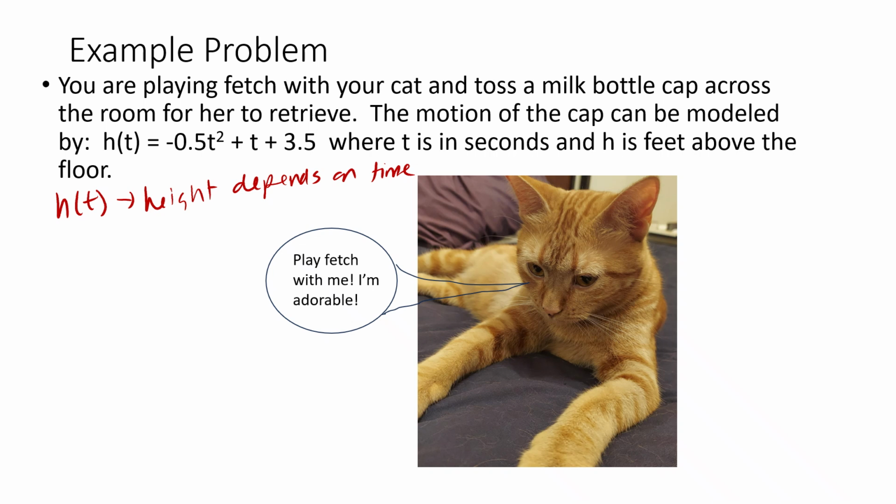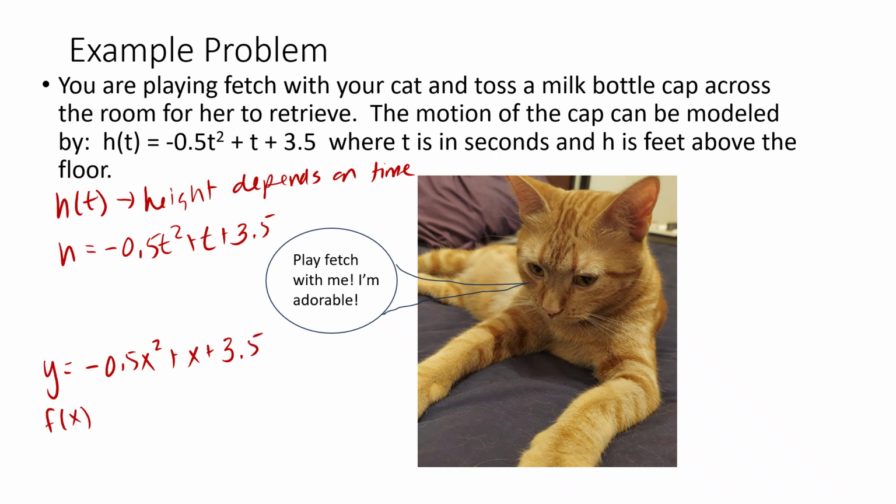Now, I will tell my students, if the function notation really bothers them, you can just say h. You can say the height of the cap is equal to that. It's the same thing as if you said h of t. It just maybe is a little bit cleaner. Or if you wanted to go back to our generic x's and y's, you could say f of x. All of that is simply notational, so don't let that notation throw you off.